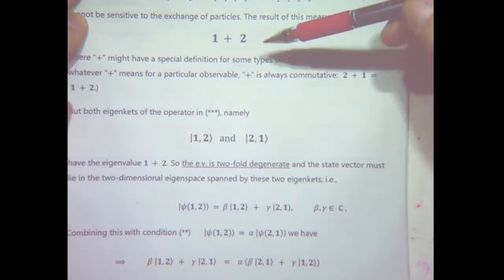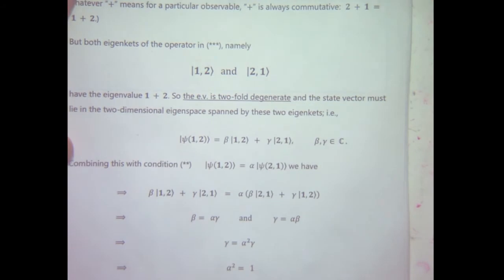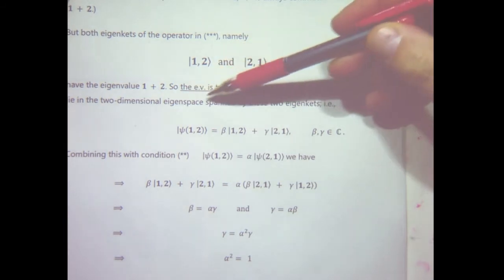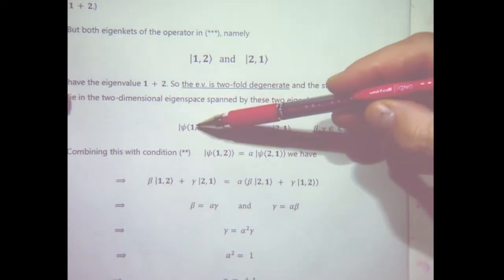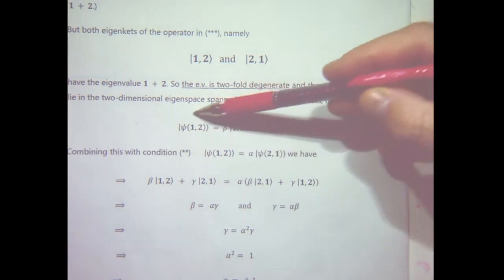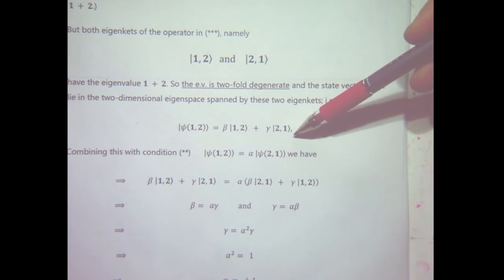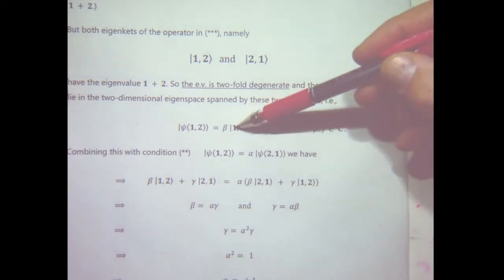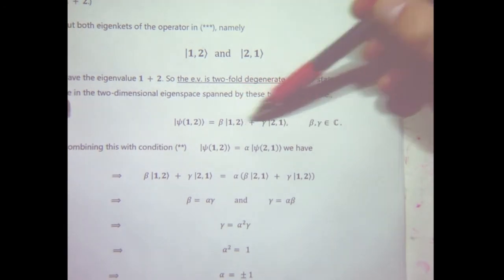But that means that the wave function, the state vector for the two identical particles, must be a superposition of these two. It must lie in the two-dimensional eigenspace spanned by these two eigenkets. And in general, we would like to write that the state ket, state vector, is beta times 1, 2 plus gamma times 2, 1, where beta and gamma are complex numbers. Some linear combination of that.